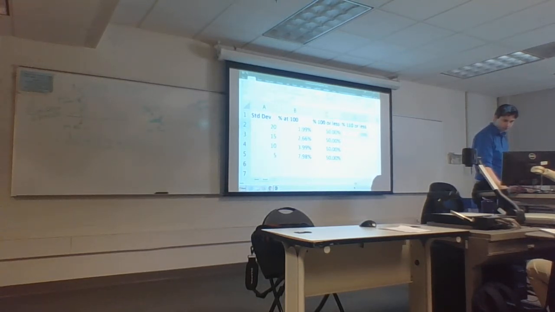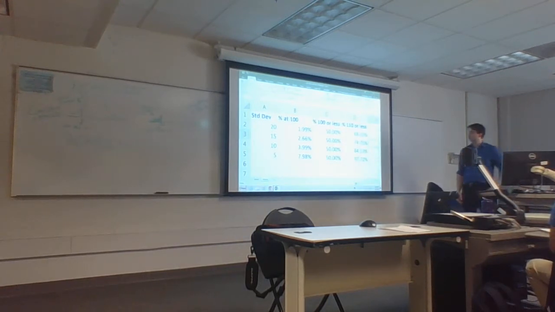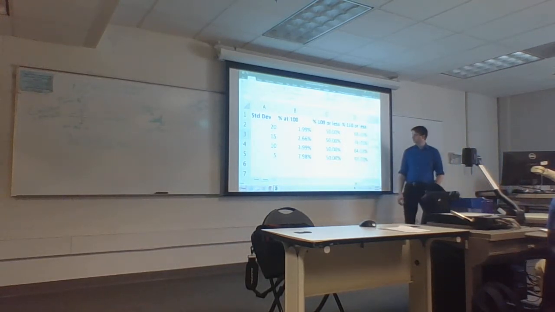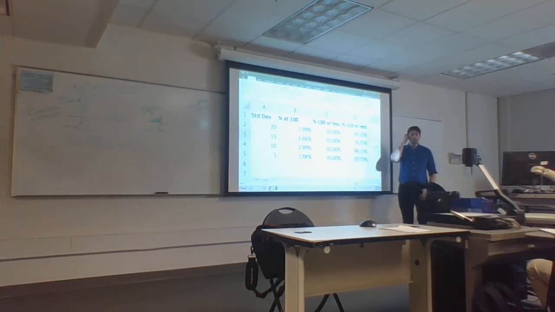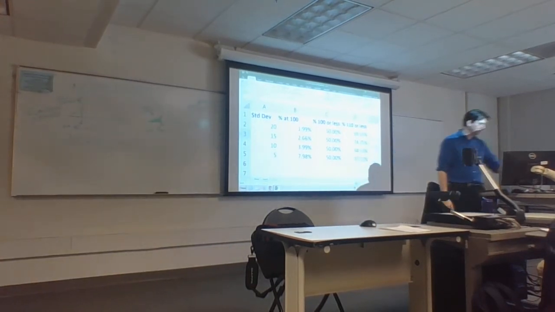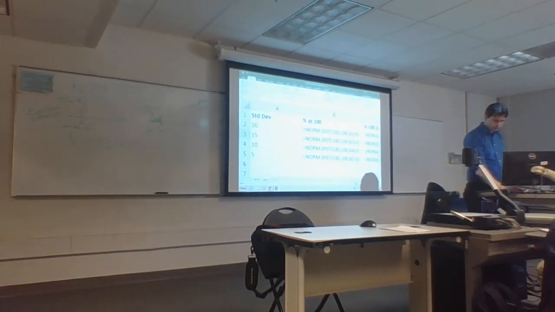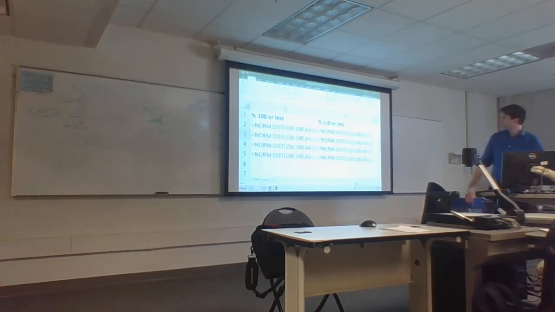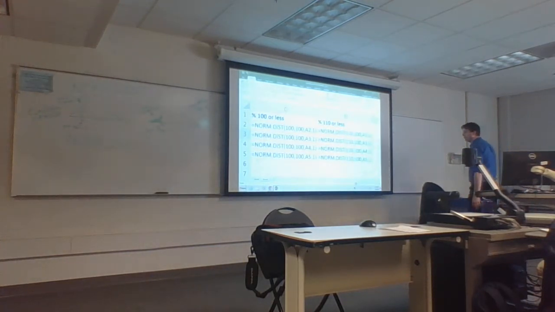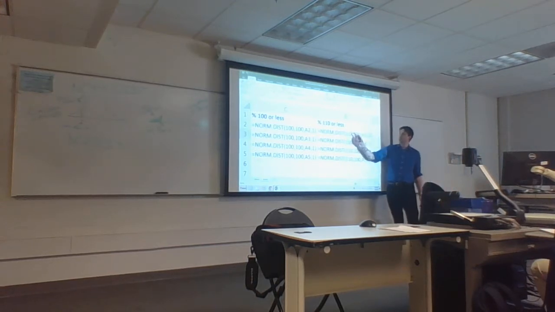Put another decimal place. That's one too. And what do you see? You mean the formulas? There we go. So now it's exactly the same, except now I'm doing 110 rather than 100.